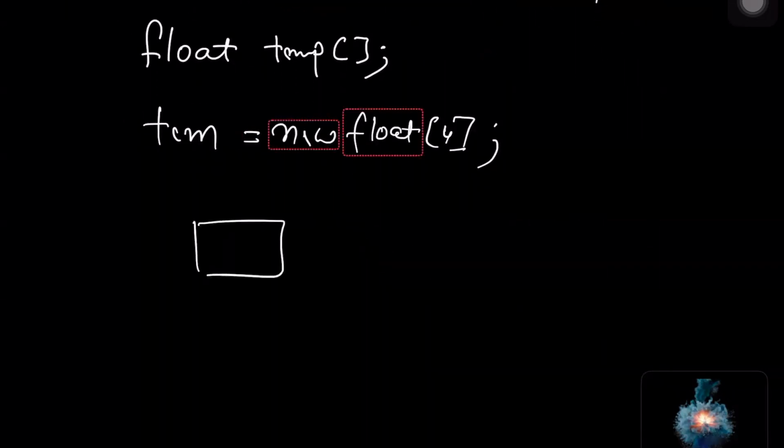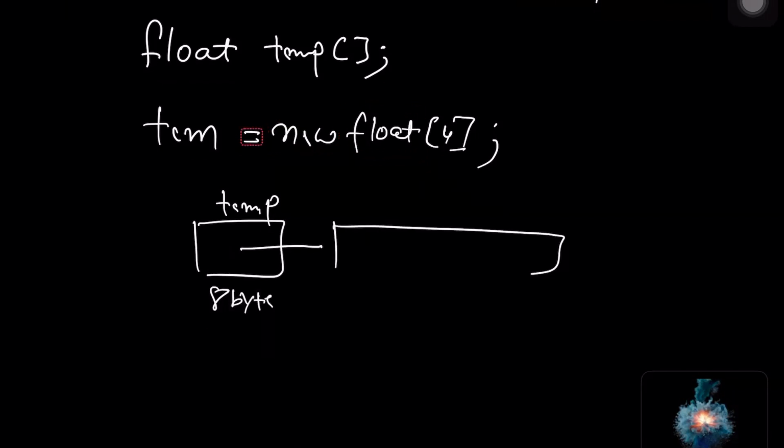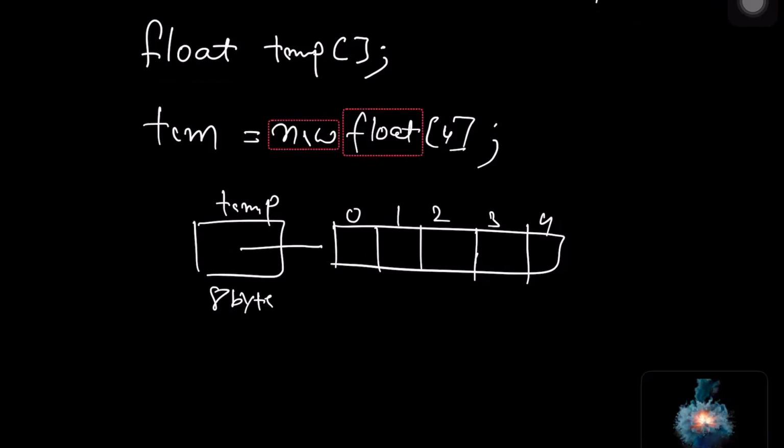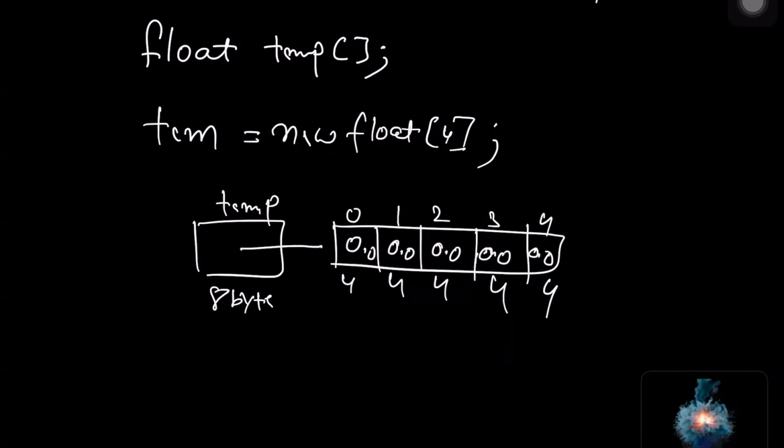So here we'll have temp, and then we will point out, and because it's a reference type, it will take 8 bytes. And then we are having indexes 0, 1, 2, 3, 4. So what is the default size? What is the size of float? 4 bytes. What is the default value of float? 0.0. Clear. Good. Very good. So like that, an array will get constructed.